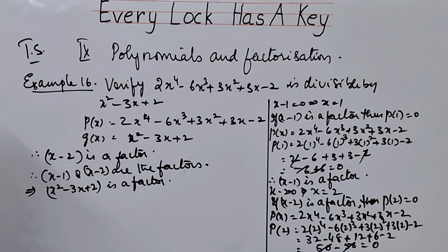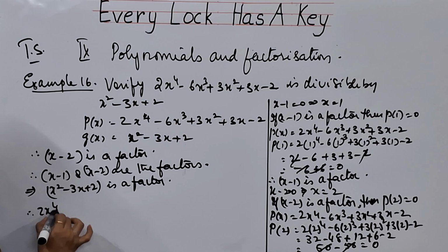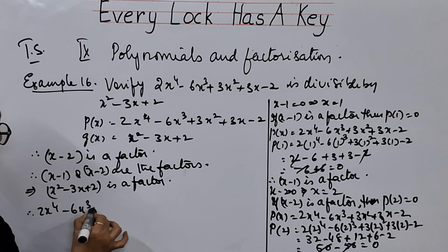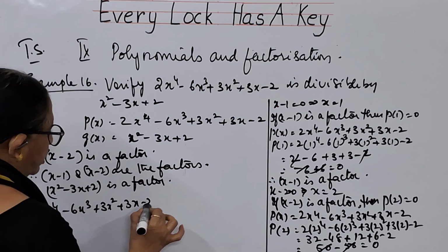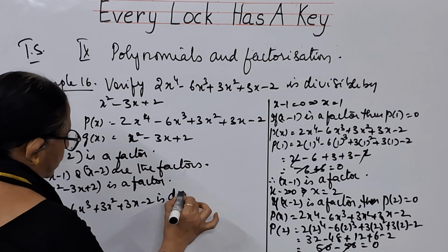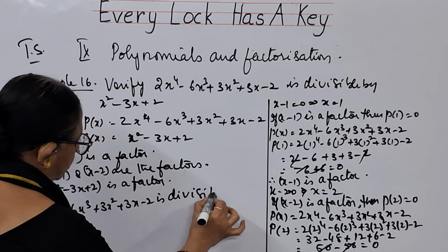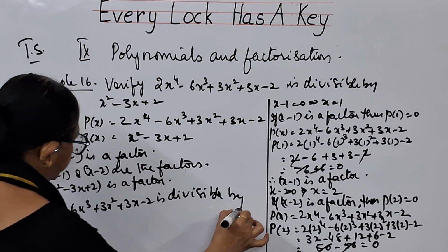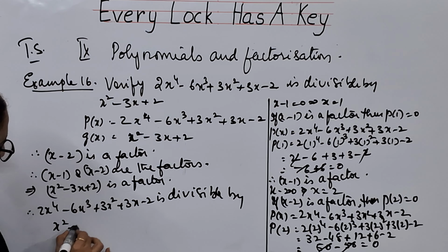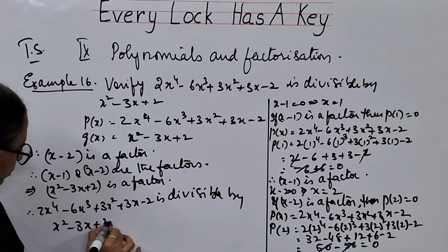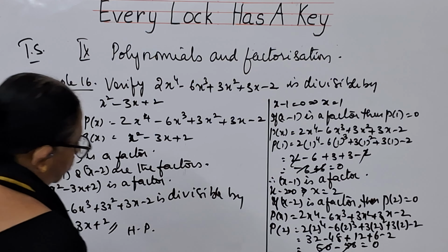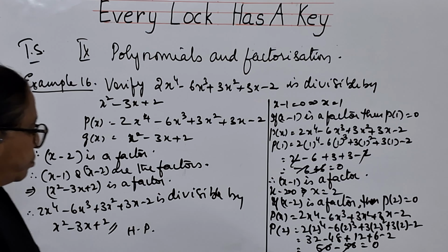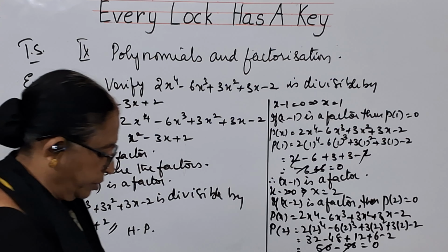So, if it is a factor, we will say that 2x to the power of 4 minus 6x cube plus 3x square plus 3x minus 2 is divisible by x square minus 3x plus 2. This is the proof we have proved in this way. So, please copy this, children.